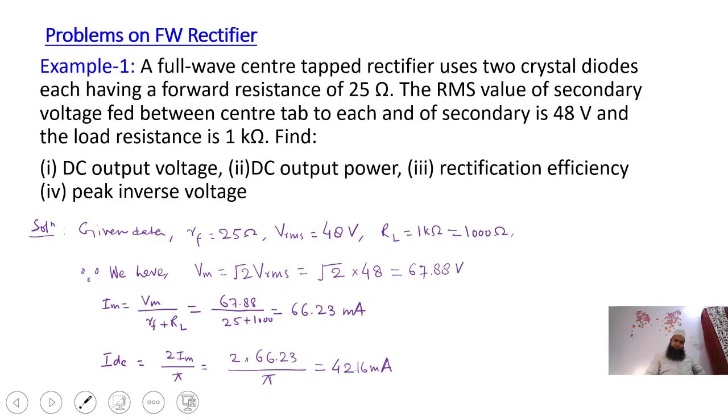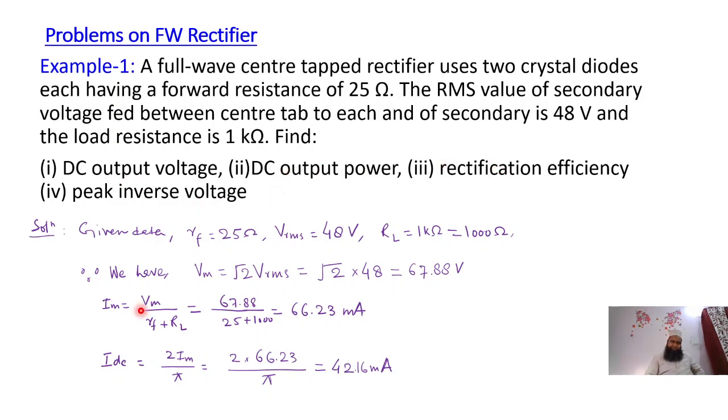Now we can solve one problem on full wave rectifier. This is the problem. A full wave center tapped rectifier uses two crystal diodes, each having forward resistance of 25 ohm. The RMS value of secondary voltage fed between center tap to each end of secondary is 48 volt and the load resistance is 1 kilo ohm. Find DC output voltage, DC output power, rectification efficiency, peak inverse voltage.